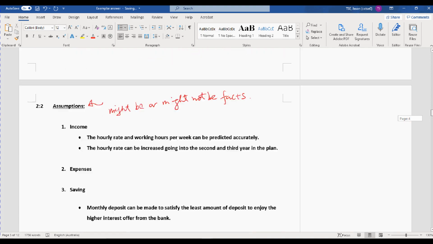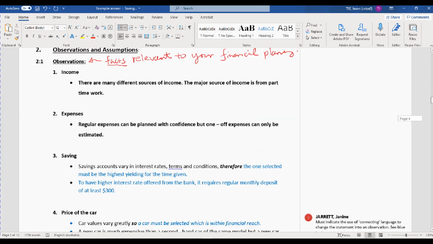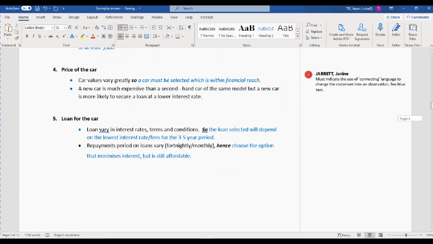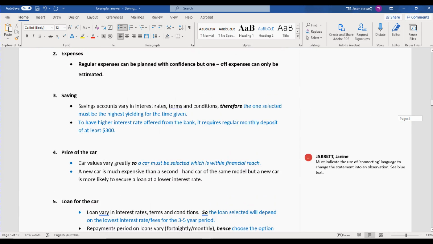All right, and okay, so remember you need to write all the assumptions and the observations in your own words. Okay, don't just copy. All right, okay, so I just give you some ideas for you to know what you need to do. That doesn't mean you should copy from my work.